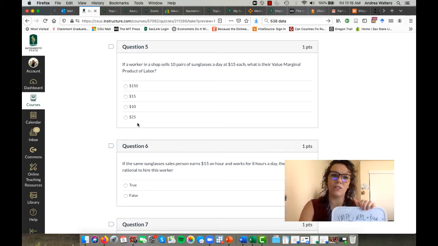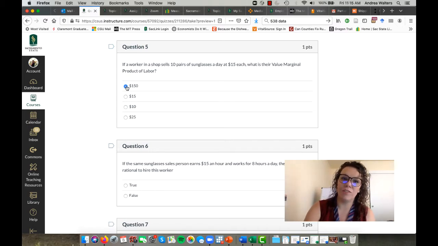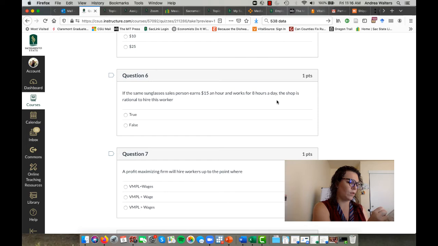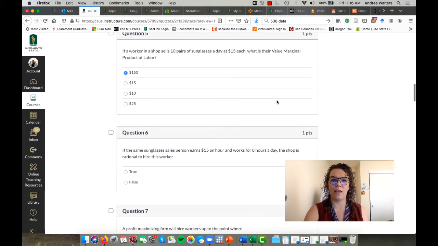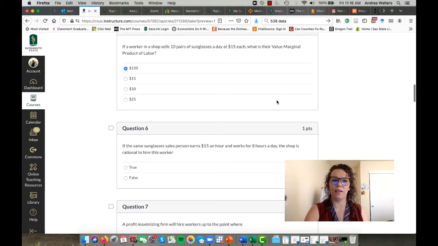And that gives us $150. So the marginal productivity, the value of the productivity of this worker is $150. So the next question says, if the same sunglasses salesperson earns $15 an hour and works for 8 hours a day, is the shop rational to hire this worker?